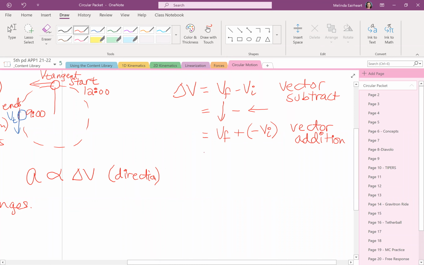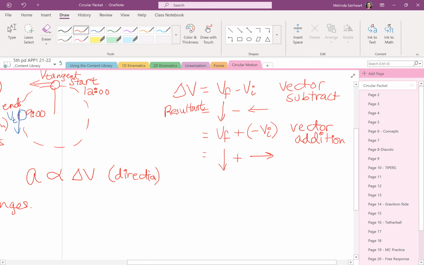And so VF stays the same. It would be down plus, what's the negative of left? What's the opposite of left? And everybody says, to the right. Okay, and so this is your negative VI. These are the two vectors that we're going to put tip to tail and find the resultant, which is going to be our change in velocity. That's going to be our resultant.